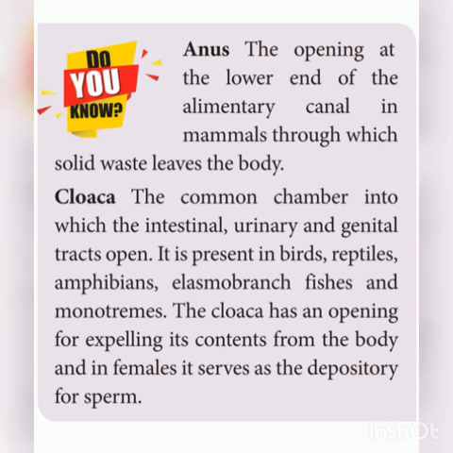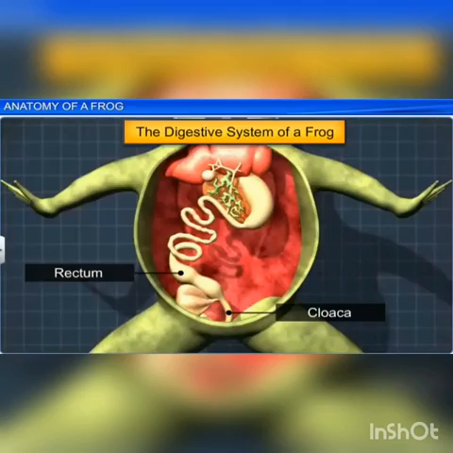The cloaca has an opening for expelling its contents from the body, and in females it serves as a depository for sperms. So it is useful for the female for depositing sperm, that means in the reproductive system.